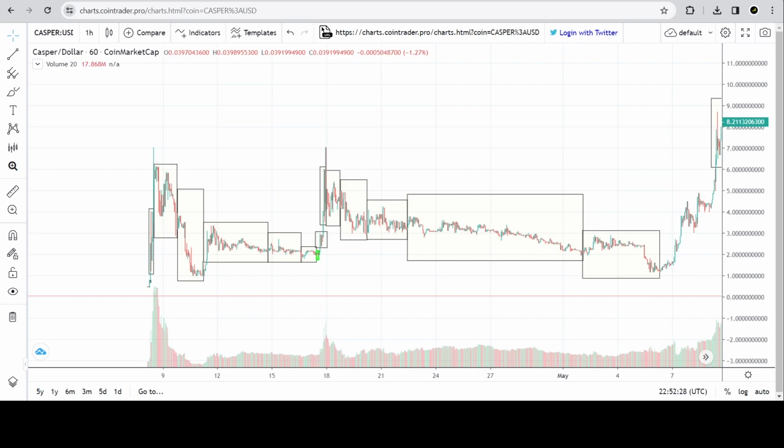Now, you may be wondering what is going on with this chart. If you have never seen this, this is the very beginning of the Casper chart. So this is actually kind of mainstream trading. You're not going to find this on TradingView. I am using charts.cointrader.pro. This allows me to go further back in time than TradingView allows me to. And I also can do this on a very small time frame.